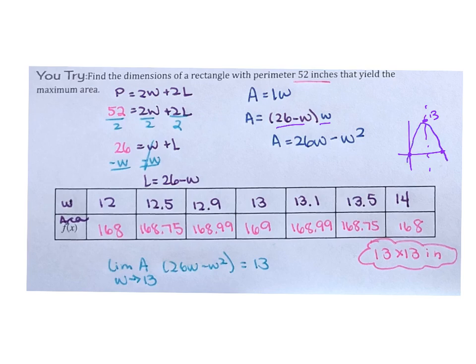And so we know that that is the width that we're going to plug into the center here. So you just plug in numbers to the left of that and to the right of that. You pick one number less, start with 12, then 12.5, then a little bit closer to the 13, 12.9, and then go the other direction. You would find that the answer is a 13 by 13 inch rectangle.